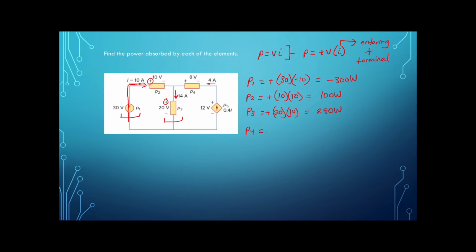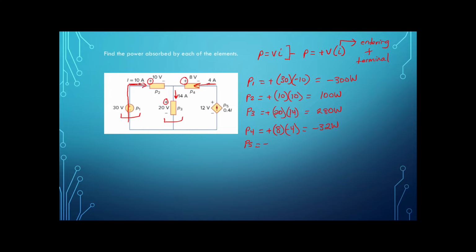So P4 is equal to positive, the voltage, which is 8 volts, times the current entering the positive terminal. This is the positive terminal, and we have 4 amps entering the negative terminal. So that is the same as negative 4 amps entering the positive terminal. So we'll multiply that by negative 4, which gives us negative 32 watts.